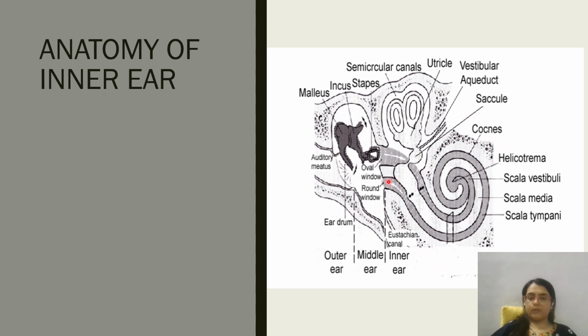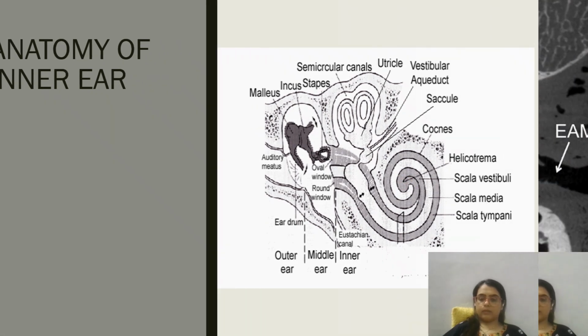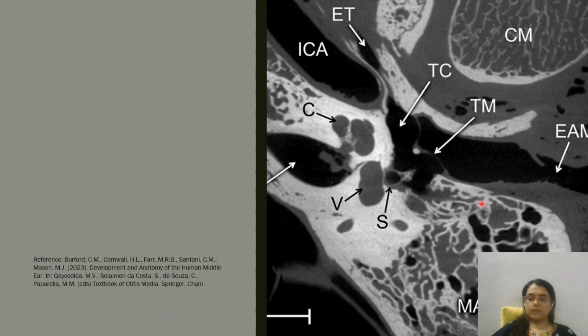Anatomy of inner ear, we can see in the schematic diagram. This is the cochlea, this is the vestibule, semicircular canals. Cochlea is further divided into scala vestibuli and scala tympani, meeting at the helicotrema. This is the HRCT image of the same. We can see the vestibule, cochlea, and the semicircular canals.